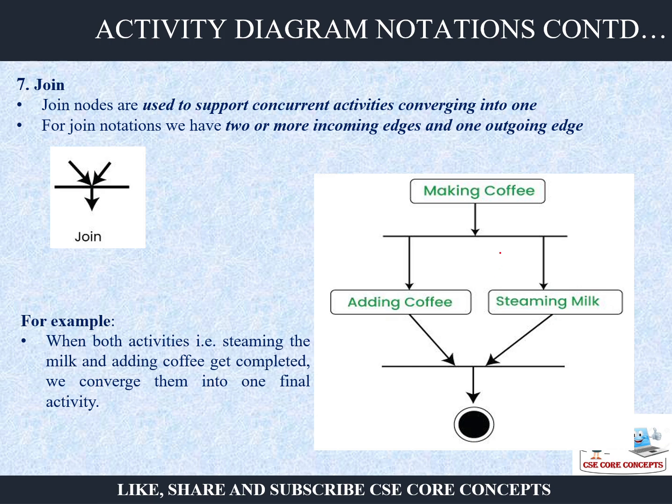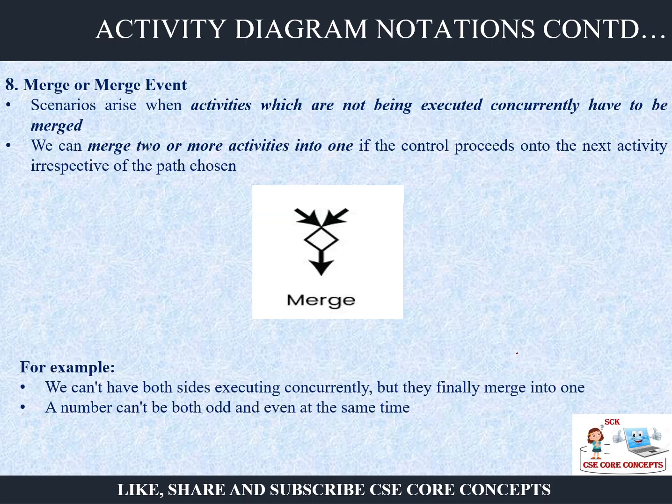Then you have the join nodes. They are used to support the concurrent activities. Okay, so when concurrent activities merge into one common activity or a decision, that is a join. For a join we have two or more incoming edges. See, here it is a fork symbol, making coffee. So adding coffee and steaming milk, and finally your coffee is done. So it is merging to a final state. Understood? So both of them are done.